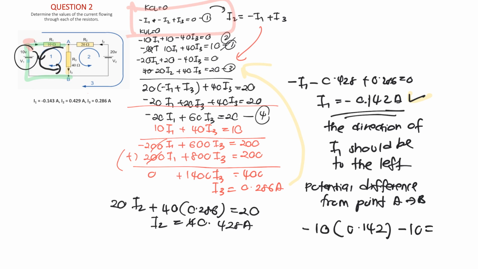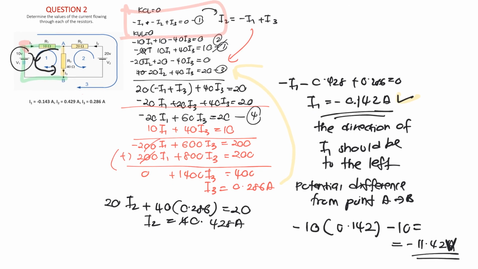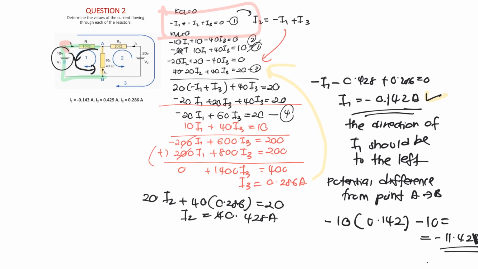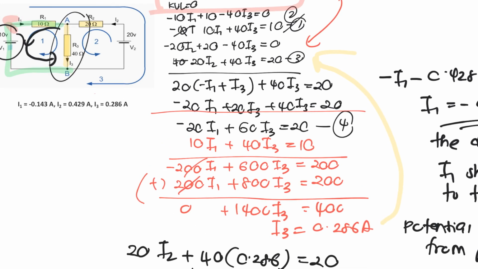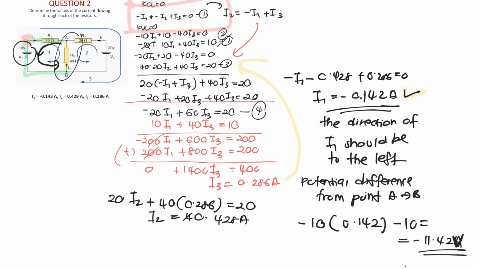Answer this way, 10. Okay, I'm going to get my answer is negative 11.42 voltage potential difference. Supposedly if I choose another path, I'm still going to get 11.42. The negative and positive over there doesn't affect anything, but the number you should get is the same. Okay, if I choose the yellow one, which is this one, from A to B, from A to B.